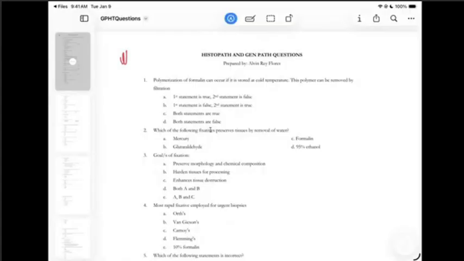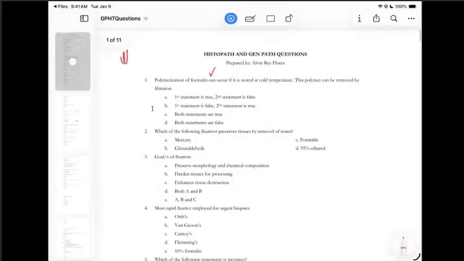So let's start with the review of the following questions. Okay, so for the first question, number one. For the first statement, polymerization of the formalin or formaldehyde can occur if it's stored at cold temperatures. Okay, so this first statement is correct. Tama yung first statement.